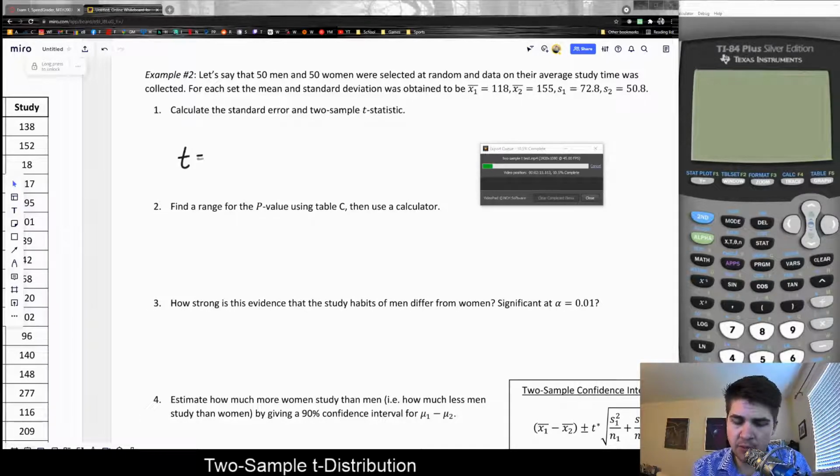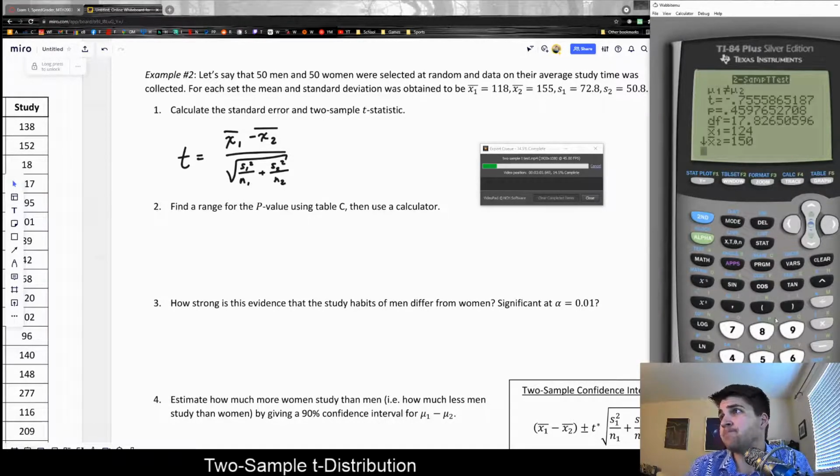T is equal to x1 bar minus x2 bar, divided by the standard error, which remember is the square root of s1 squared over n1 plus s2 squared over n2. And it would be faster just to calculate this with a calculator. So let's just go ahead and take a quick shortcut.